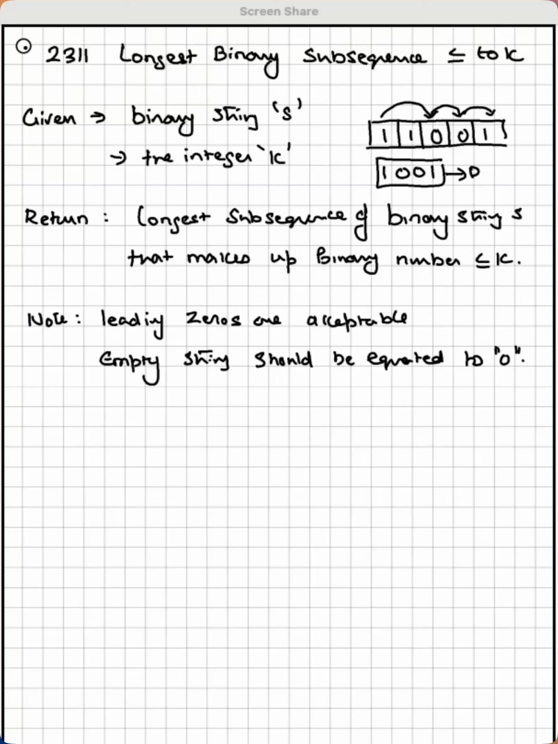Now, I have to check if the decimal value of this subsequence is lesser than or equal to k. And for all such subsequences that are lesser than or equal to k, I have to find the maximum length or the longest subsequence. Now, we have to note that leading zeros are acceptable. An empty string should be treated as 0.